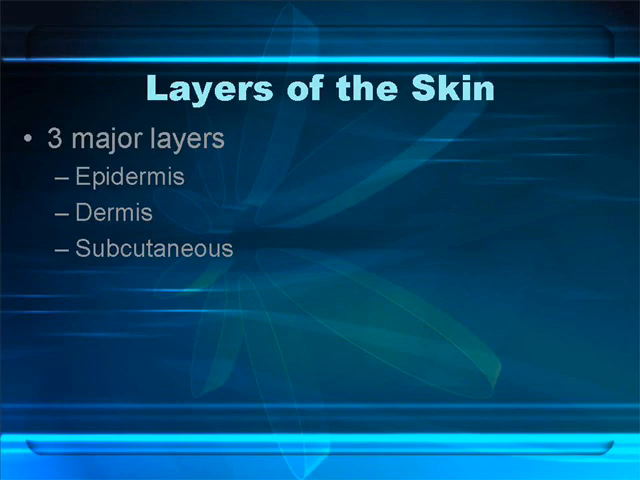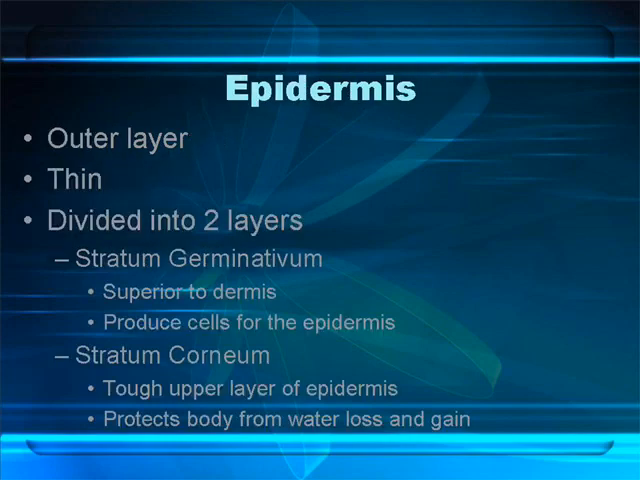Now there are three major layers to your skin: the epidermis, which is the top layer, the dermis, the middle layer, and the subcutaneous, which is the lower layer. Now starting with the epidermis, again this is your top layer, epi meaning on top of, and derm meaning skin. So your epidermis is that top layer of your skin. It's a very thin layer, and it itself is divided into two more layers. These are referred to as strata.